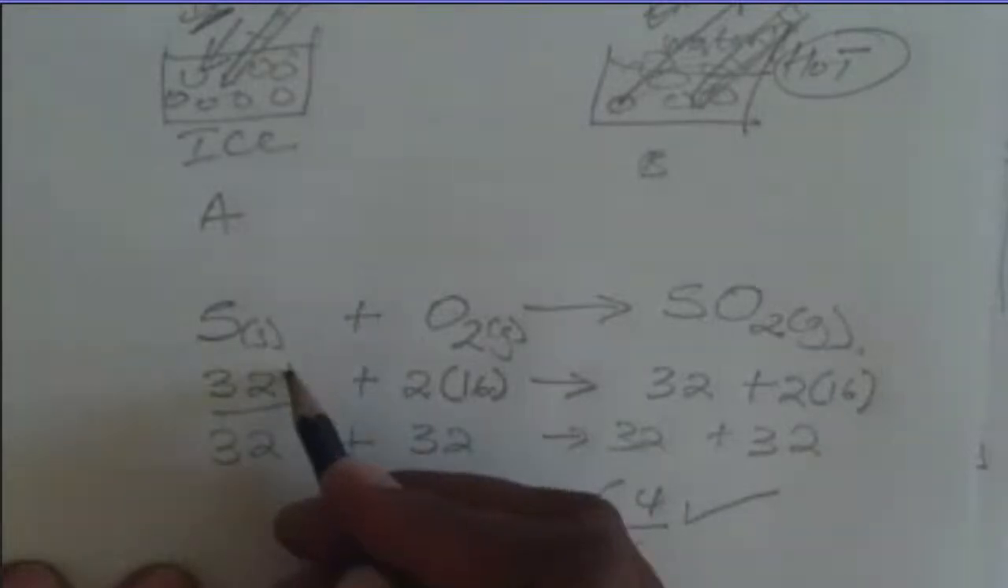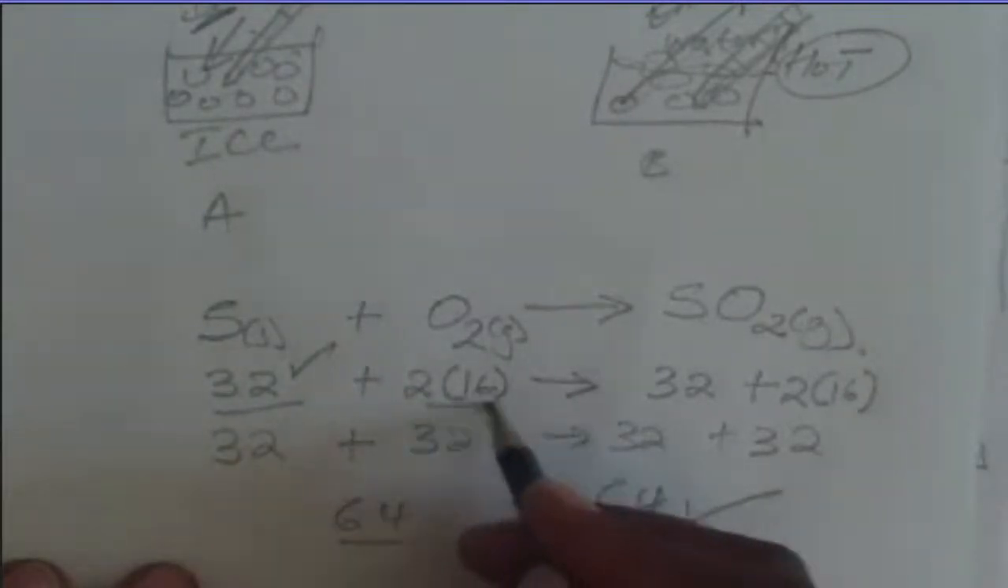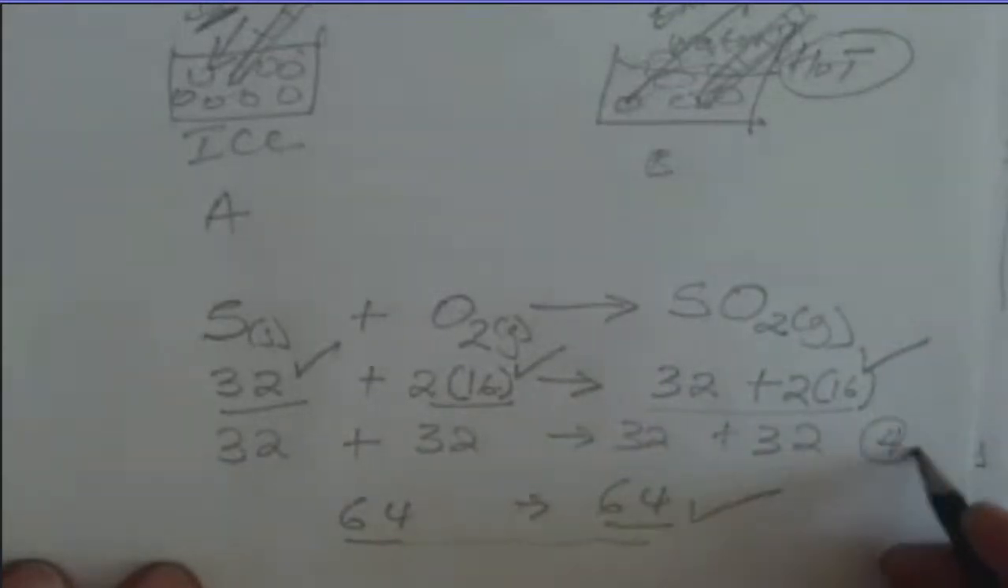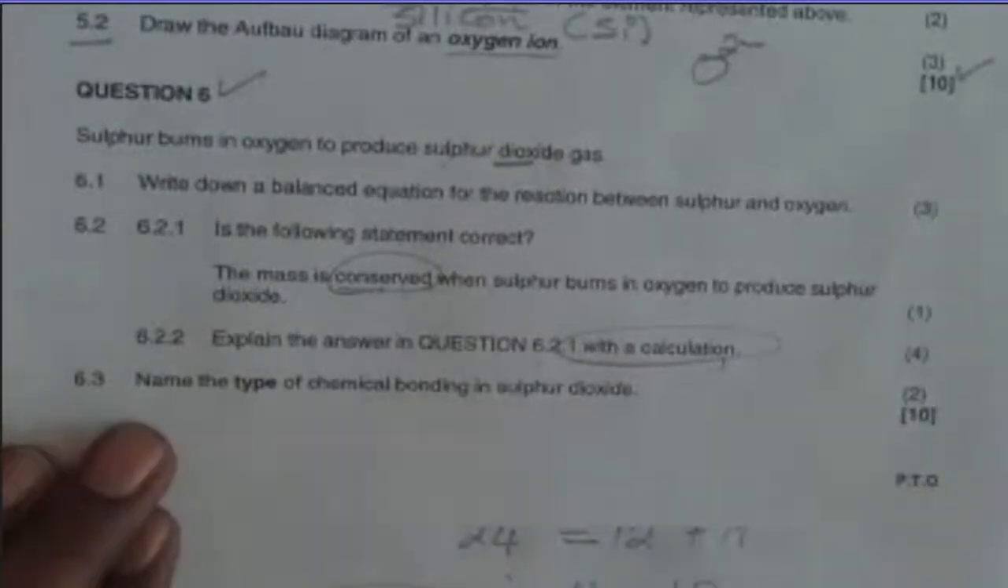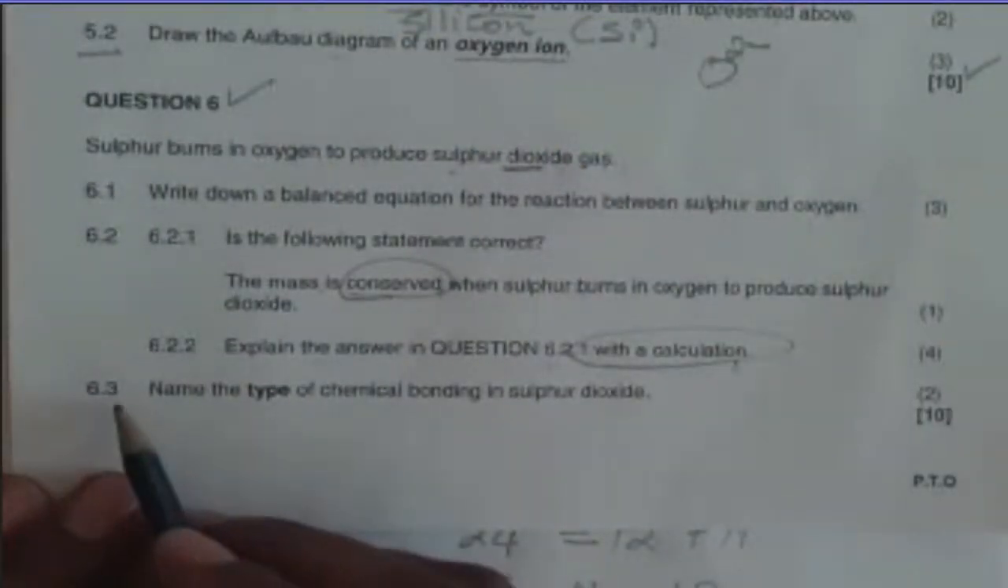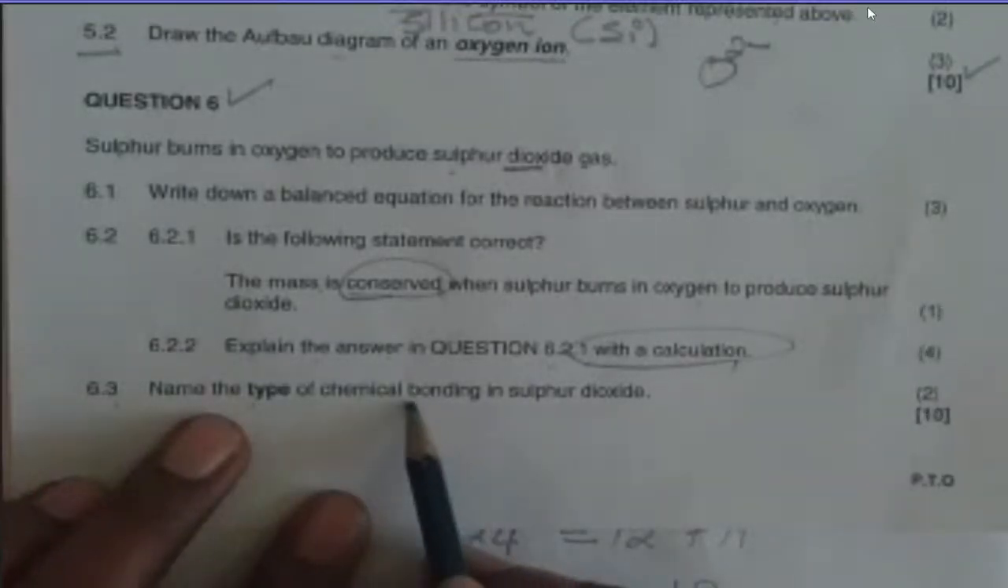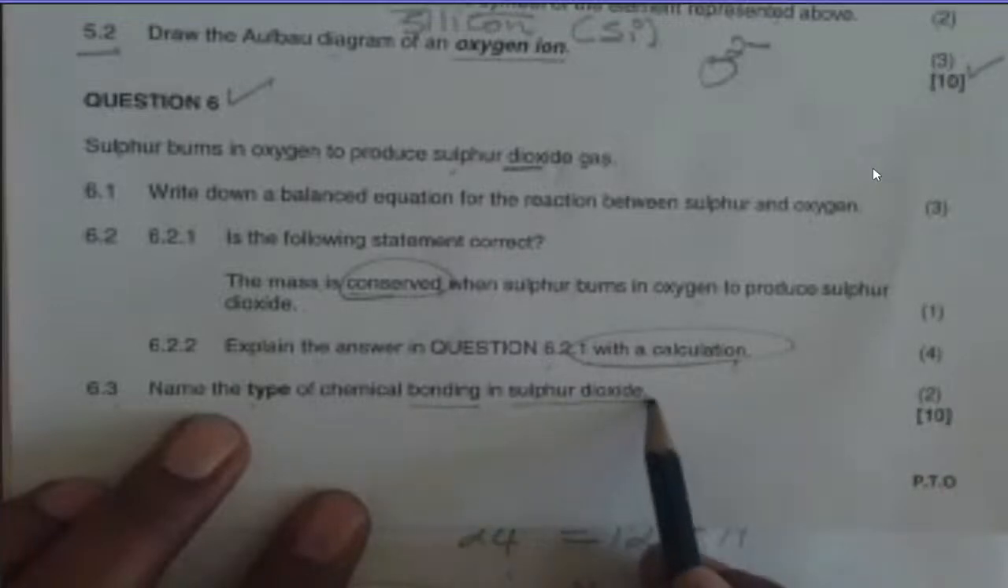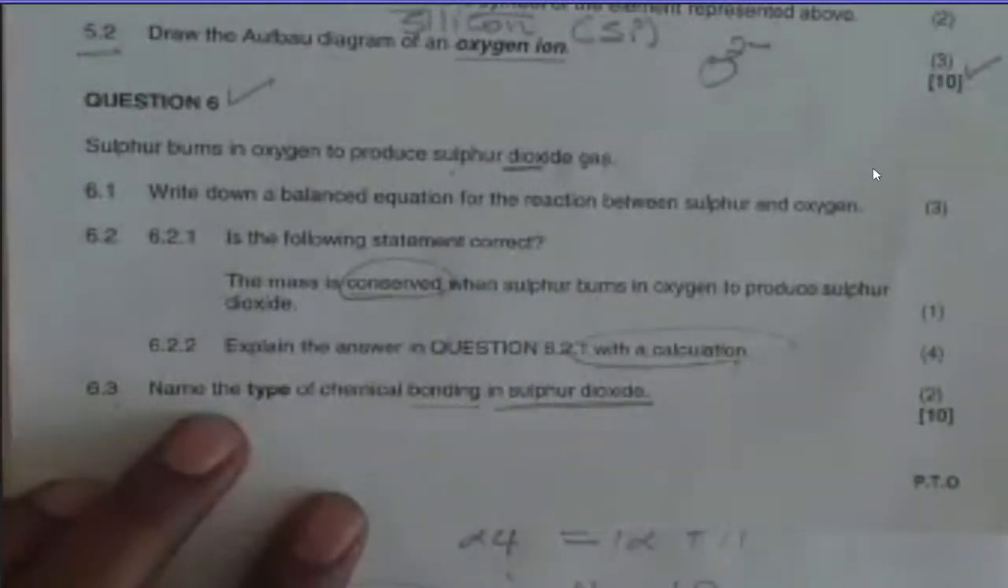So I'll be having the mark knowing the sulfur and knowing the oxygen and also this side. So it will be 4 marks for that matter. I'm happy because my calculation is 64 and 64. So I can smile. So on 6.3, name the type of chemical bonding in sulfur dioxide.